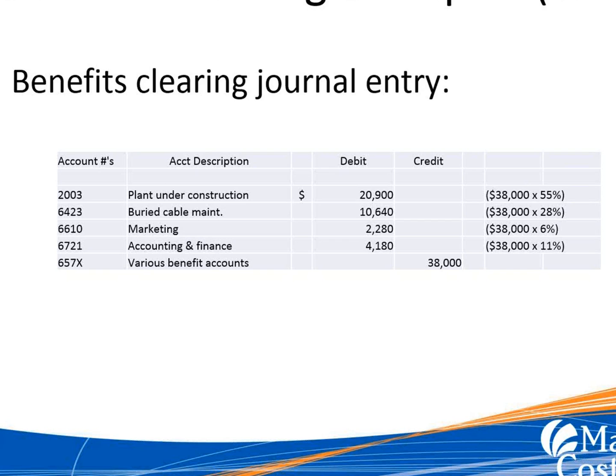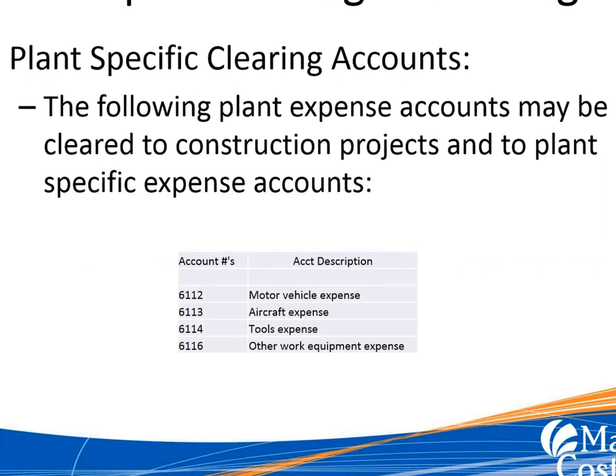Now we can move on to plant-specific clearing accounts. The following plant expense accounts may be cleared to construction projects and to plant-specific expense accounts. 6112, motor vehicle expense. 6113, aircraft expense. 6114, tools expense. 6116, other work equipment expense.